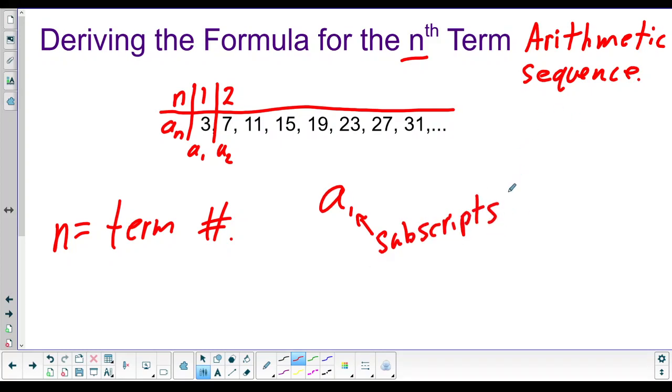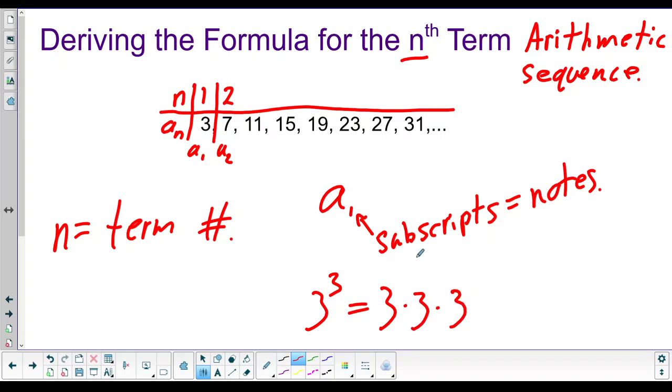And subscripts are just notes to yourself. They don't tell you to do a math operation. Those would be superscripts. So if you have 3 to the power of 3, this means take 3 and multiply it by itself 3 times, correct? This is a superscript. Super meaning higher or up, right? So super means up, top. So it's a number up top. This tells us to do a math operation. It tells us repeated multiplication.